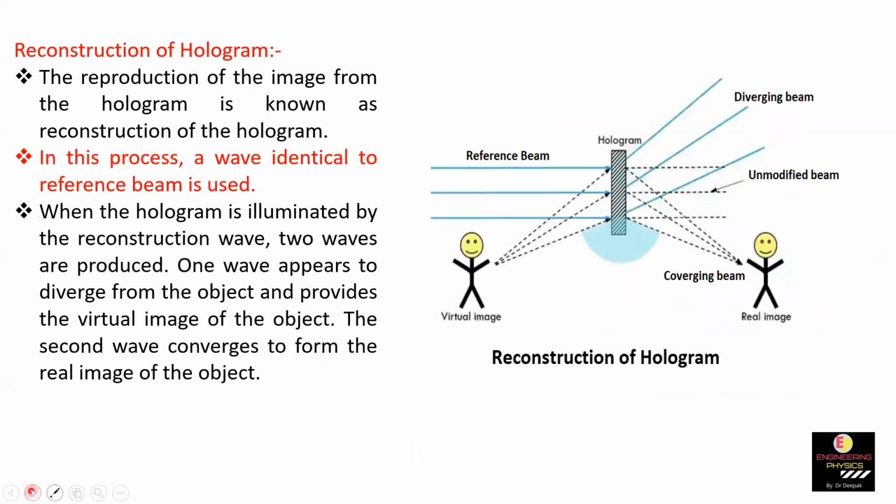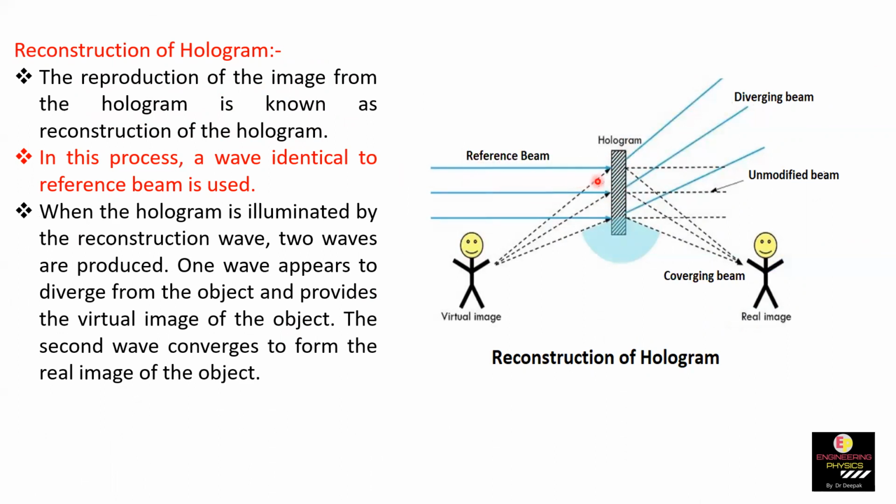Second process, we have the reconstruction of a hologram. What is reconstruction? The reproduction of the image from the hologram is known as the reconstruction of the hologram. So what we require: this piece of hologram works just like a grating element, and for the reconstruction, we require the reference beam.